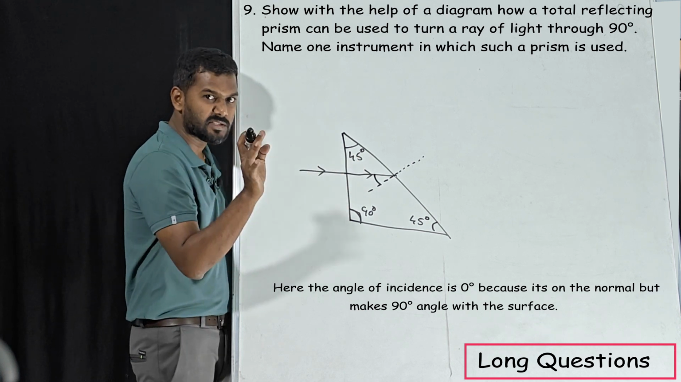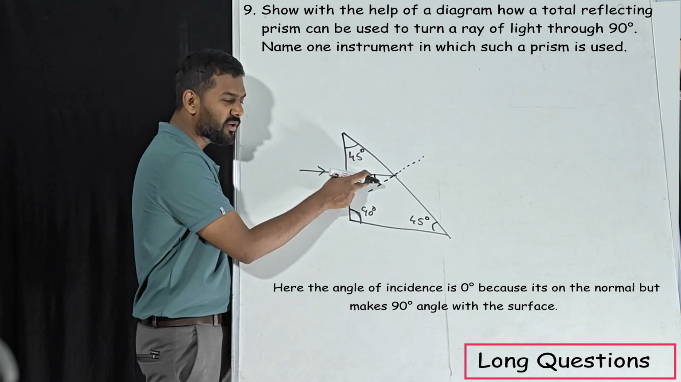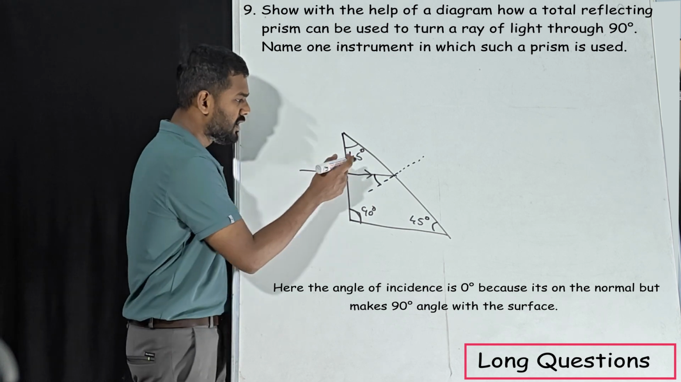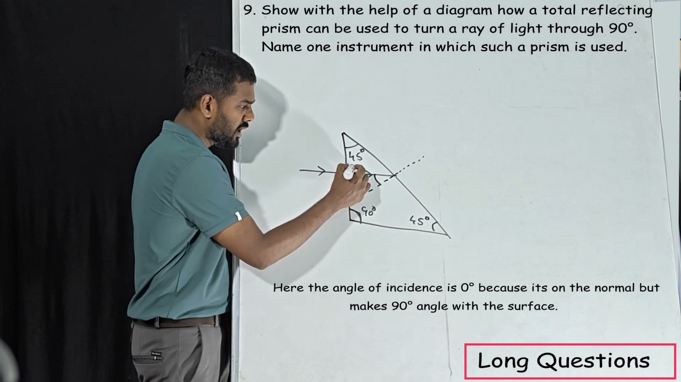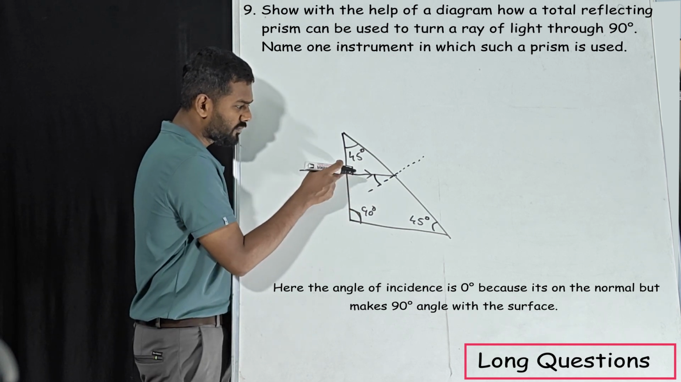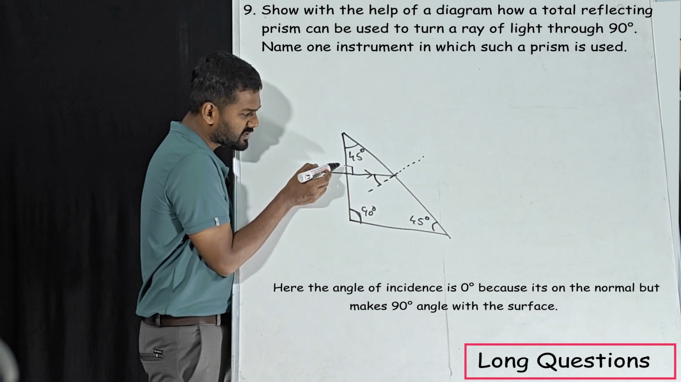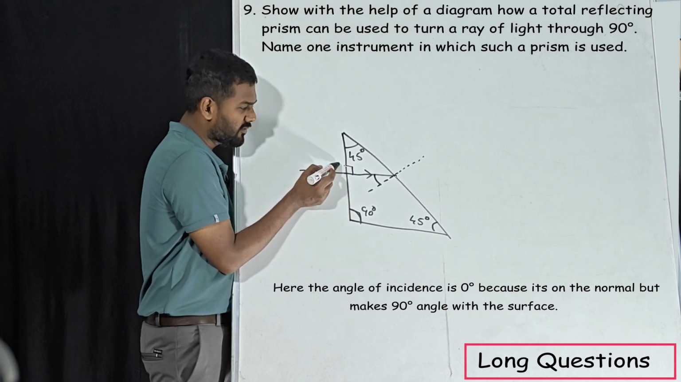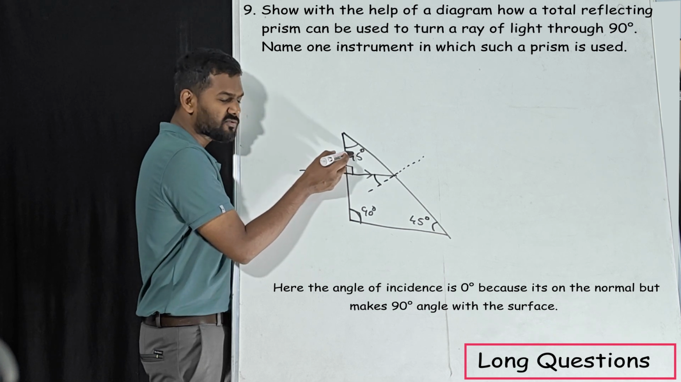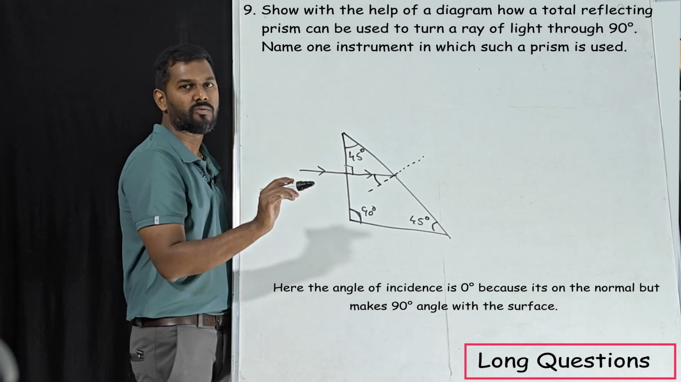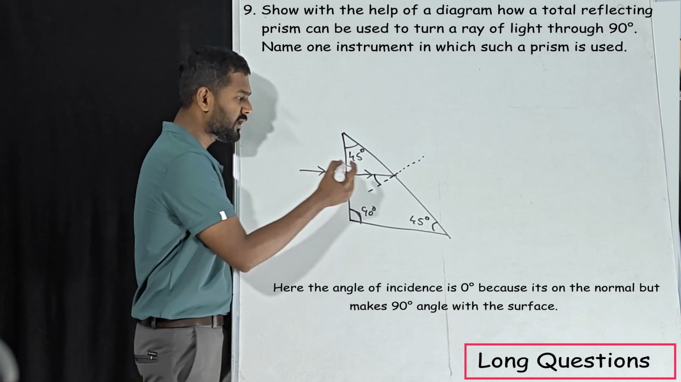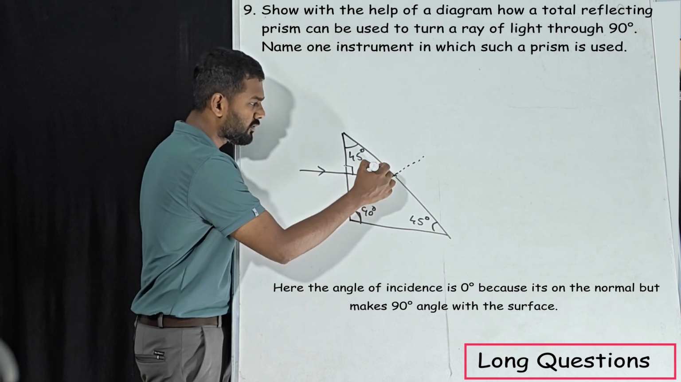First find a triangle, that is important. Whenever you want to find the angle, first find a triangle. 45 and this is 90, this will also be 90, correct? See, because it is passing straight, the angle between this surface and this ray will be 90 degree. If this is 90 and this is 45, the other angle will be 45, because total angle should be 180 degree. So this will also be 45.